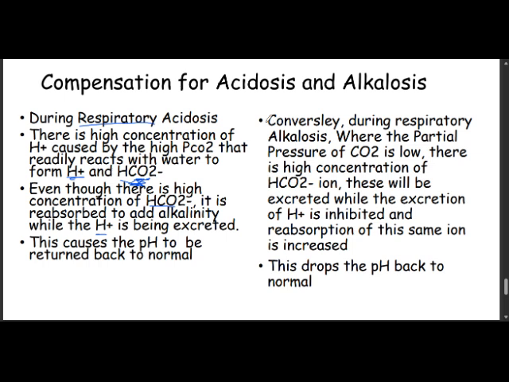So the opposite happens when you have respiratory alkalosis, where the partial pressure of CO2 is low. There is a high concentration of this ion because it's alkalosis. So this ion causes alkalinity. So these ions will be excreted while the excretion of H plus is inhibited. And then the reabsorption of this same ion is increased. So you're not going to excrete the hydrogen, but also you stimulate its reabsorption from the kidneys. So this drops the pH back to normal from its alkaline position.